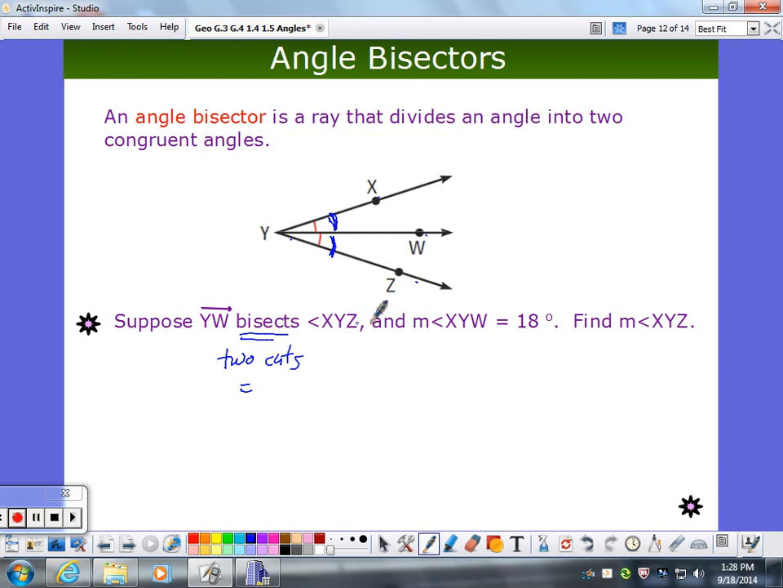So let's see. If we know that the measure of angle XYW is 18 degrees, can we find the measure of the whole thing? Jerry, what do I do here? Help me. Yeah, because what's this one? It's also 18 degrees. So the whole thing will be 36 degrees. Bisectors, you're going to have the same measure to it. Okay? Pretty easy, I hope.